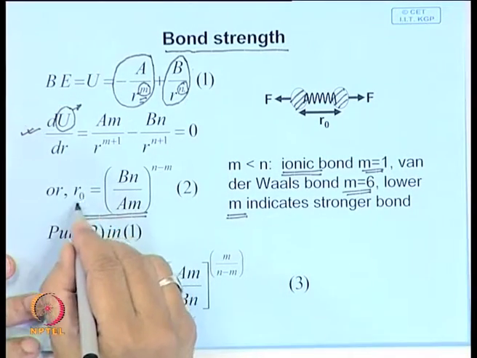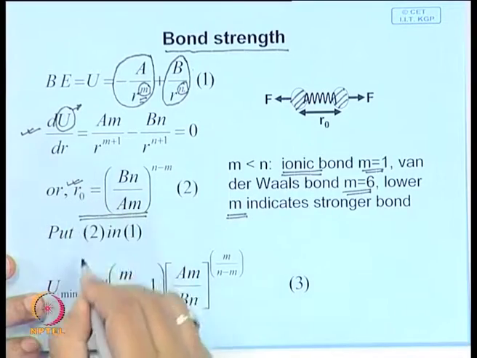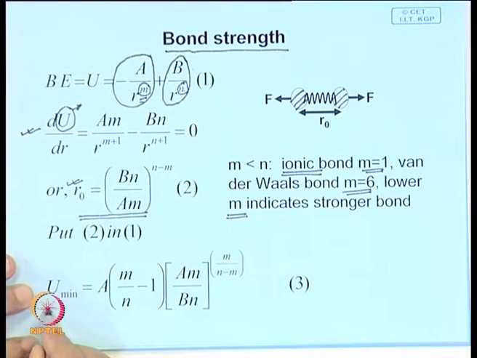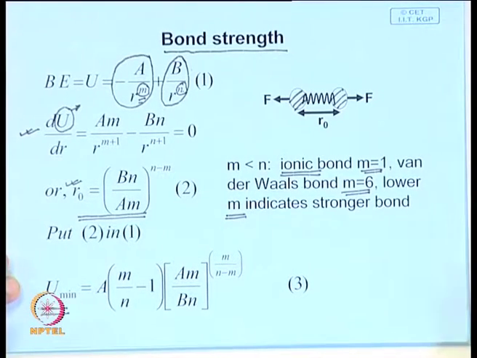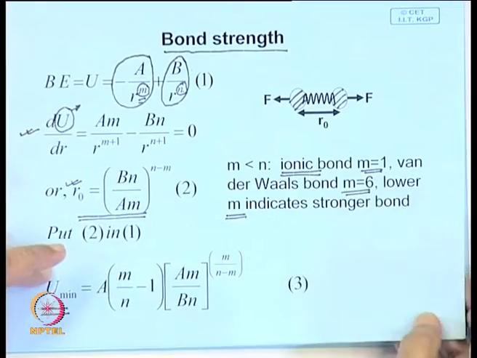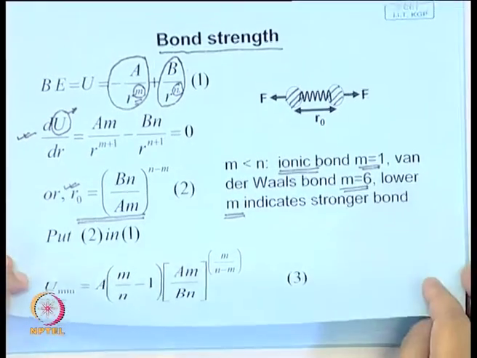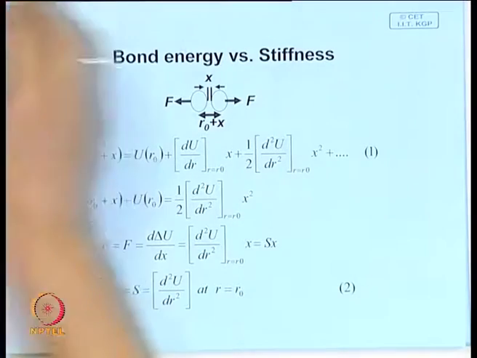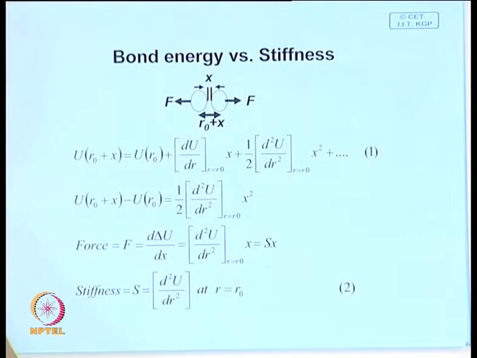Now, once you have found out this, if you substitute this r naught in this expression, you will get the expression for the minimum bond energy. And a reference was made that this bond energy will have a direct relationship with the strength of the material.